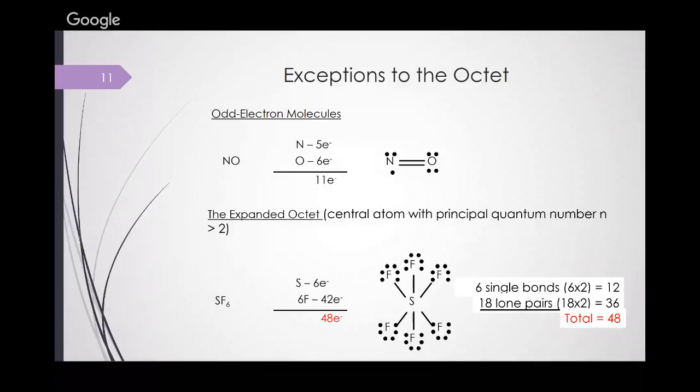Now, those row 3 and below elements, nonmetals and semimetals, are not always going to do this. They are only going to if they have to. So typically speaking, things are going to obey the octet model when they can.